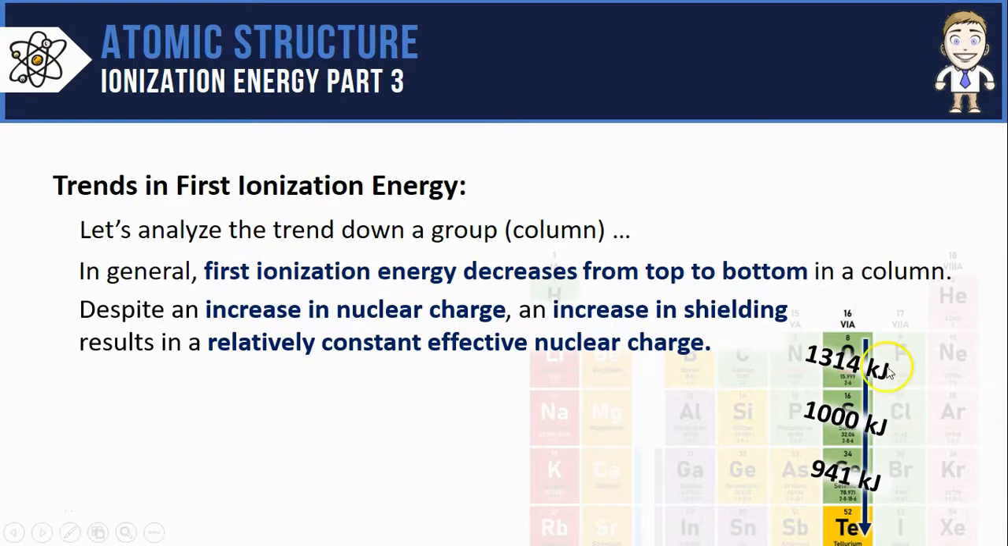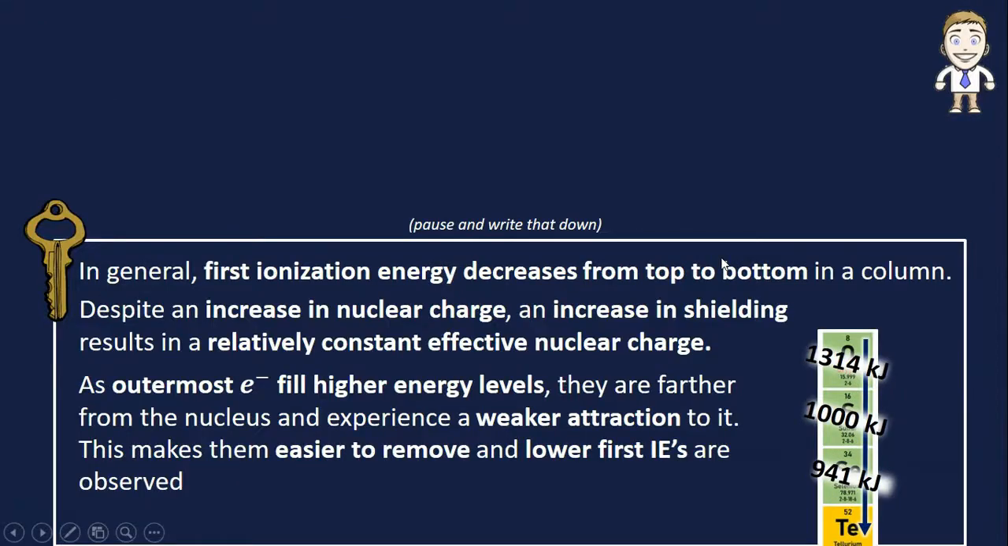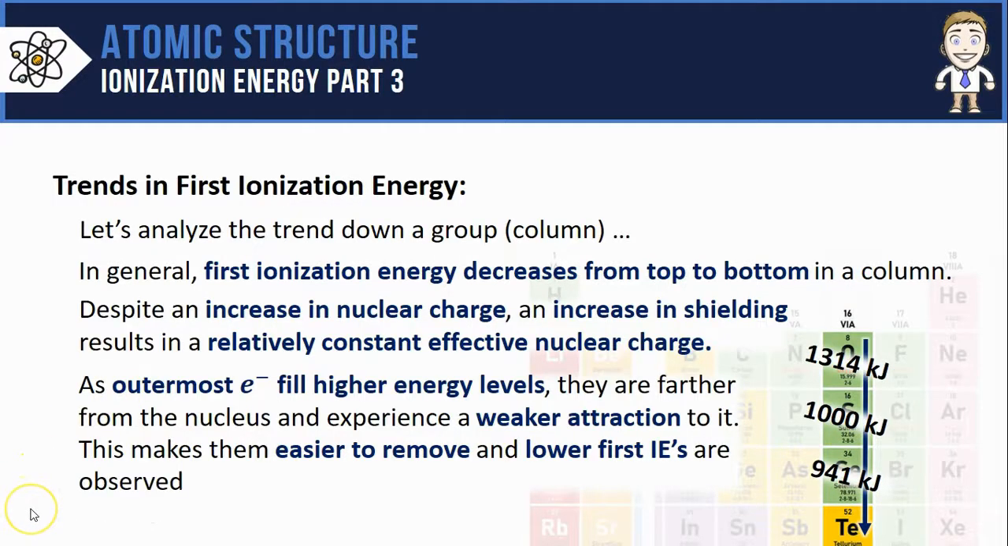Even though those nuclear charges increase a lot, the increased shielding cancels that out and keeps the effective nuclear charge relatively constant. That means the changes in ionization energy are because those outermost electrons are in higher energy levels, farther from the nucleus and more weakly attracted to it, which makes them easier to remove, and we get lower first ionization energies. These are the key ideas for the video. Make sure you take a minute to pause and write them down.